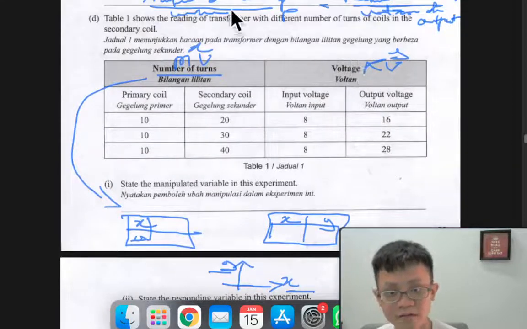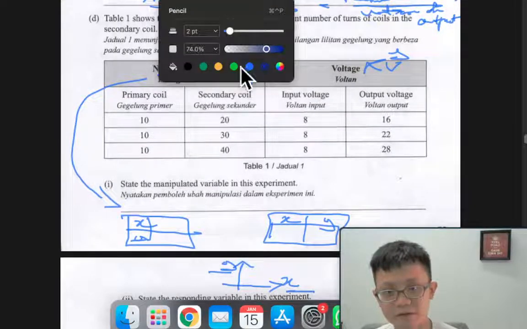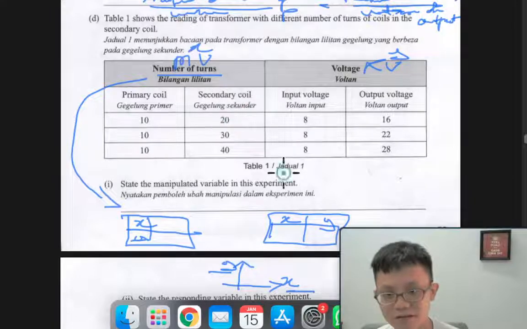So I thank you Wei Chen for telling me to look at the table. Sometimes I also start to forget. I start wanting to tell the answer only.